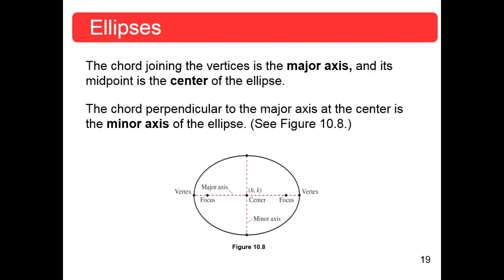I kind of call these vertices as well. They don't call it that. I call these the minor vertices. Those are the major vertices, but they don't call it that. They just call those the vertices and the other the minor axis.